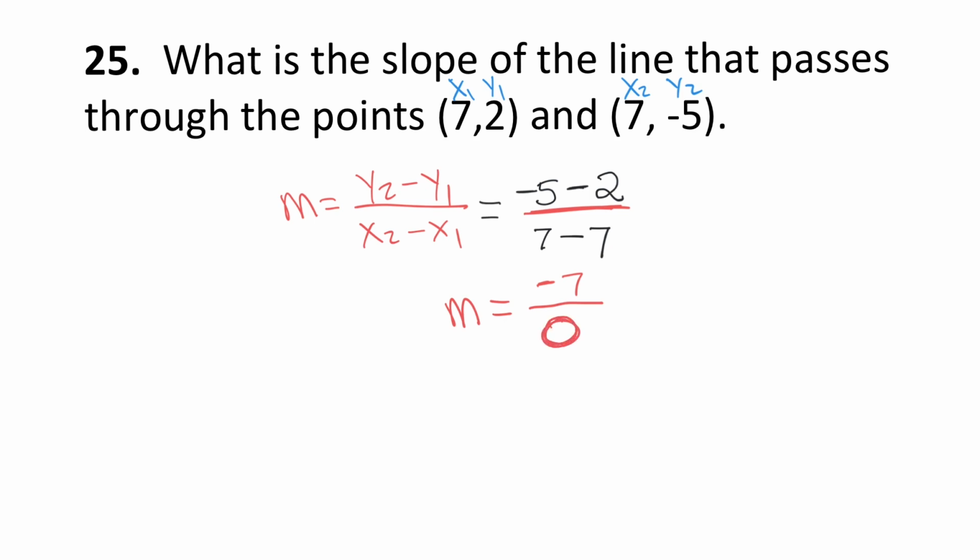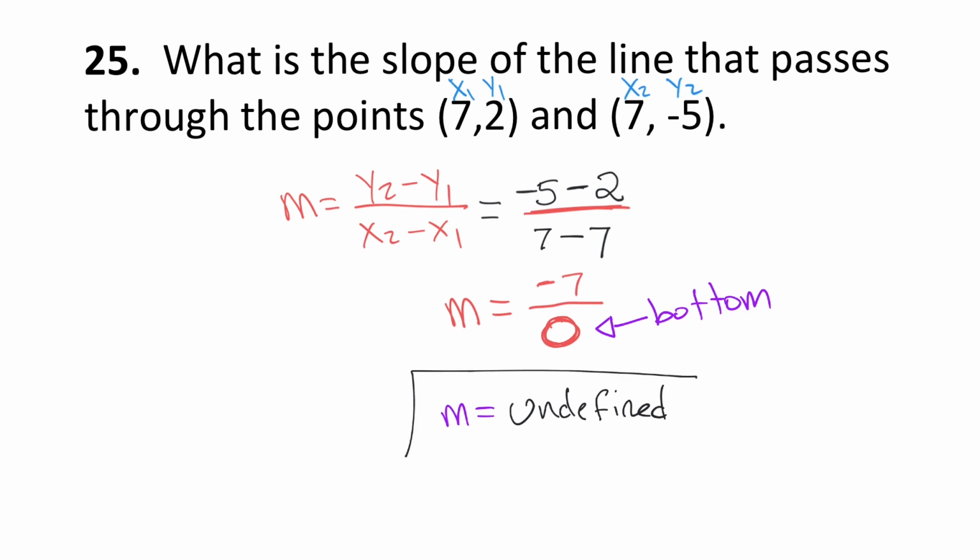Now this is very important. Since you have a 0 on the bottom of the fraction, you can never divide by 0. So the slope is undefined. Since you are dividing by a 0, that's not possible. It's undefined. So that's the answer. The slope of the 2 points is undefined.